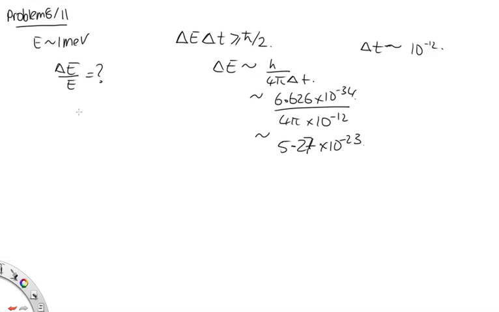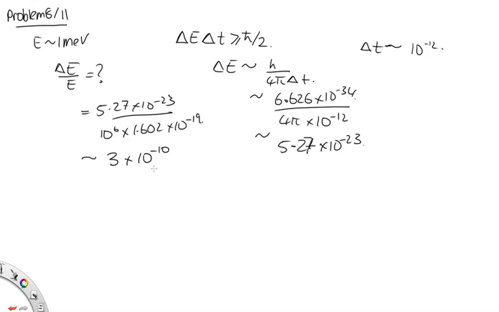So delta E over E is equal to 5.27 times 10 to the minus 23 over 1 mega electron volt, which is 10 to the 6 times 1.602 times 10 to the minus 19. So this is approximately 3 times 10 to the minus 10. So this gives us the precision.